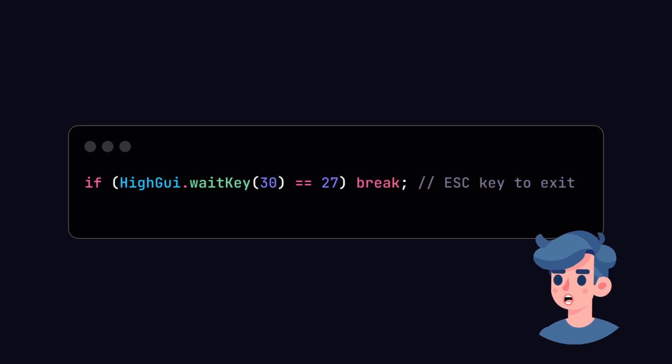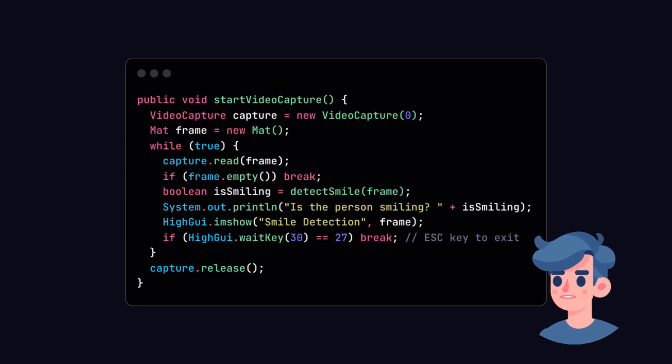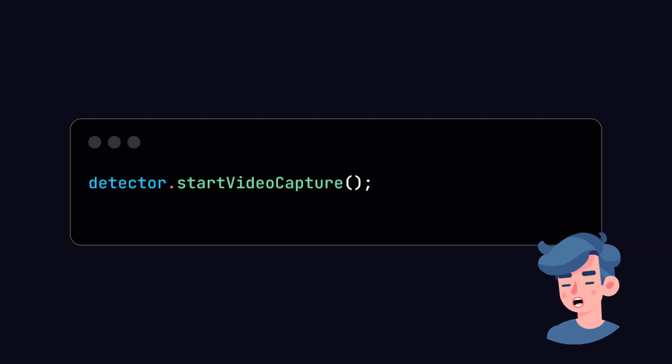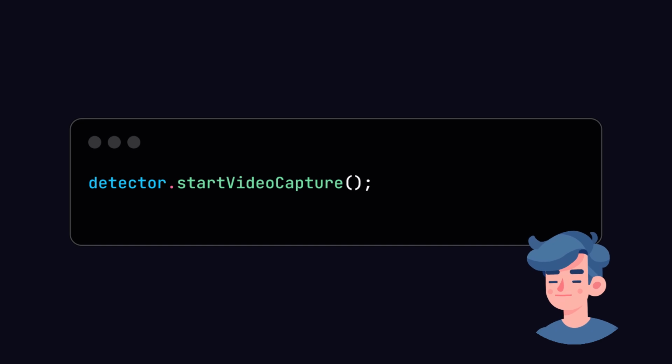Now, let's add a mechanism to close the video stream gracefully. Our complete method to start video capture will look like this. It checks for the ESC key and terminates the video stream when the user chooses to exit. Remember to add this method call in your main method. Instead of directly checking an image, we will call startVideoCapture now.